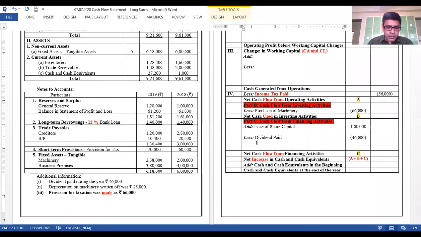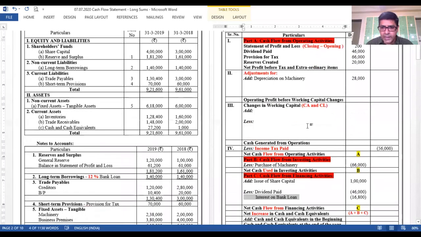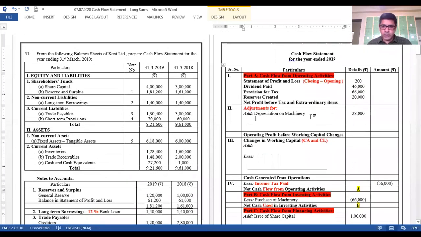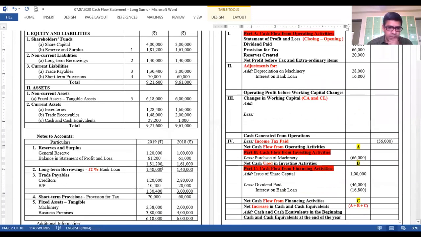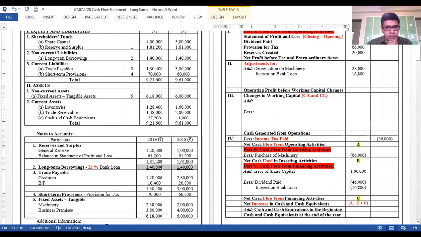Interest on long-term borrowings, interest on bank loan, it has to be shown by way of deduction in financing, interest on bank loan, right? Amount is 16,800, correct? And the same amount, we know it's an expense for us. So being an expense, it has to be added in adjustments. Let me put it over there. Adjustments, add over there, interest on bank loan, 16,800. Okay, we are done with the two effects of interest on bank loan, right? Because there is no change in the amount, nothing to do with the bank loan, but interest is always important.